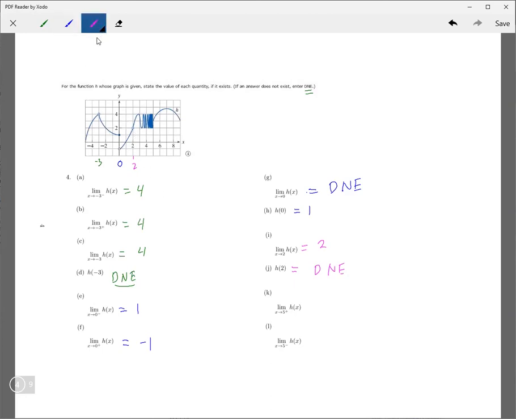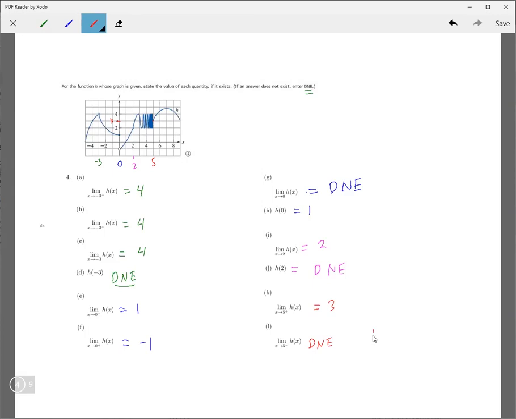And let's do the last one, that's 5. So 5 is right here. As you come in from the right, you're coming like here, and you're going towards this point right here, which is at 3. So that's going to be 3. Now, as you come in from the left, it's kind of jumping up and down right here is what they're trying to graph. So it's doing this like this. And so this one is not going to exist.